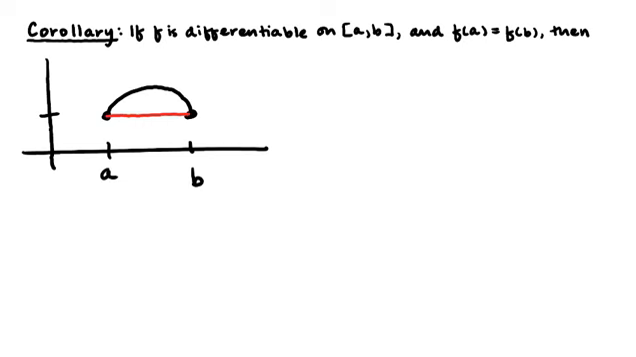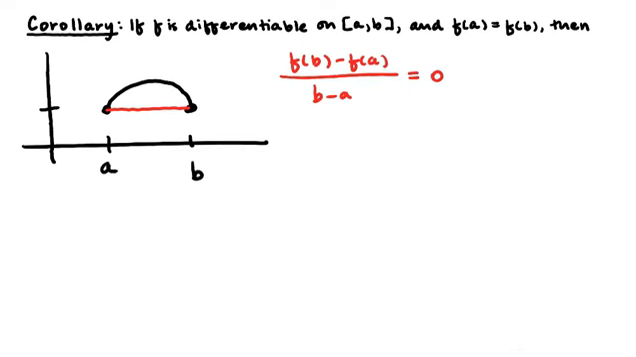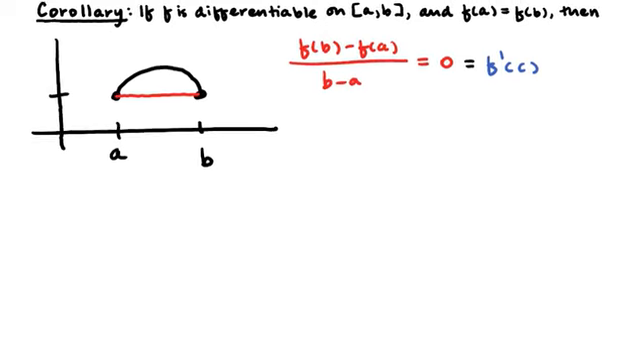But if f of a equals f of b, then f of b minus f of a divided by b minus a is going to be 0 divided by b minus a, which is 0. But the mean value theorem tells us that that has got to equal f prime of c for some c between a and b. So basically what it's saying is there must be a place with a horizontal tangent between a and b.